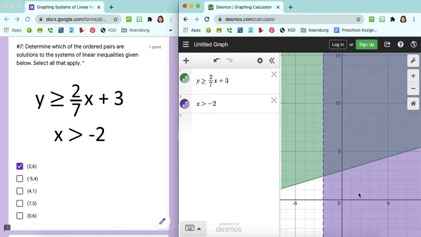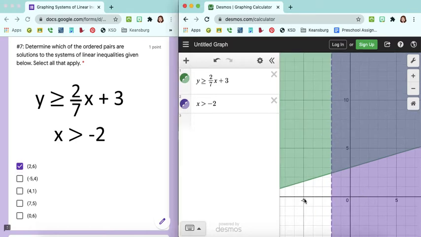All right, now I'm going to check -5, 4. So in order to get -5, 4, I've got to go back 5, up 4. That's only in the green, so that's no good. I can't use that because it only works for the first one. It has to work for both of them. So then, now I'm going to check 4, 1. So I'm going over 4, up 1. Only purple. That's no good.